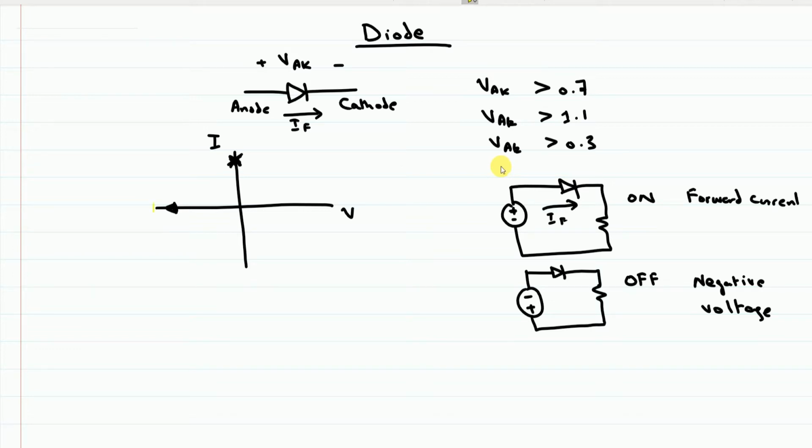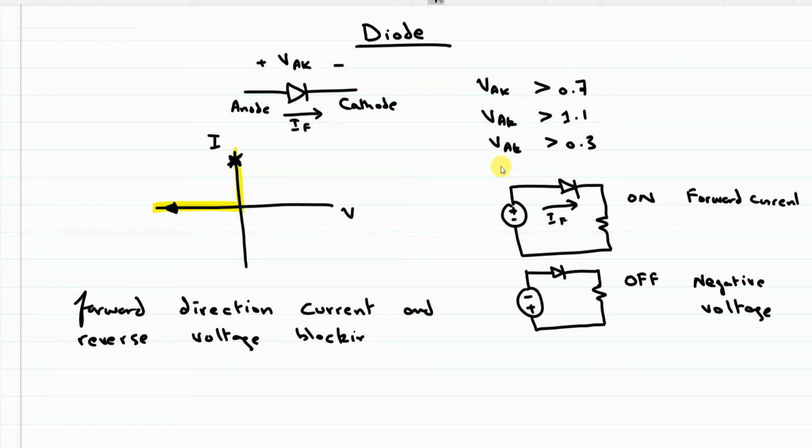So in a nutshell, a diode is capable of allowing the current in the forward direction and has reverse voltage blocking capability. This showcases that a diode is a single quadrant device, because on the IV characteristics, it is only capable of allowing the current to flow in one direction, and it is only capable of blocking the voltage in one direction, and that is when the voltage applied is negative at the anode with respect to the cathode. These are the diode characteristics when it is used as a switch.